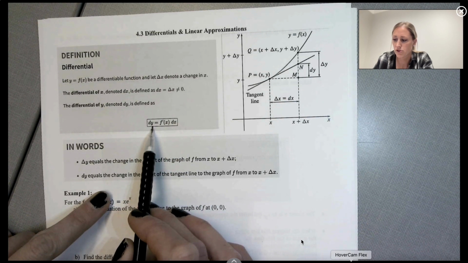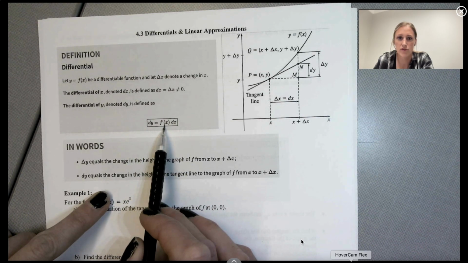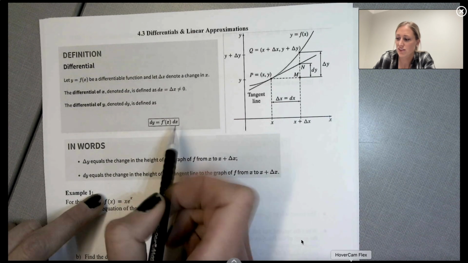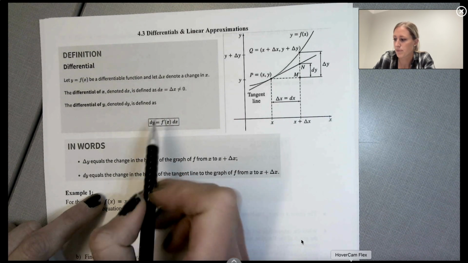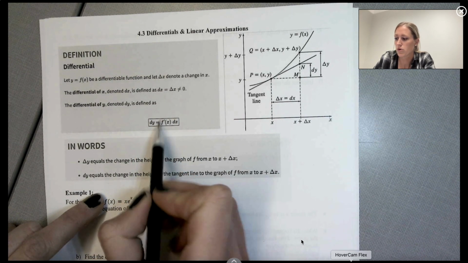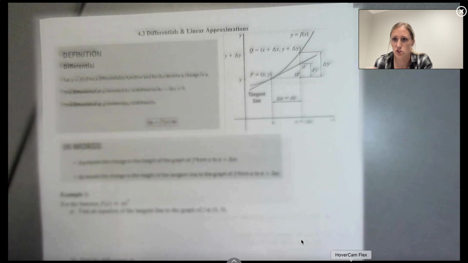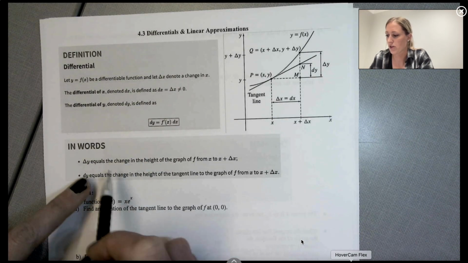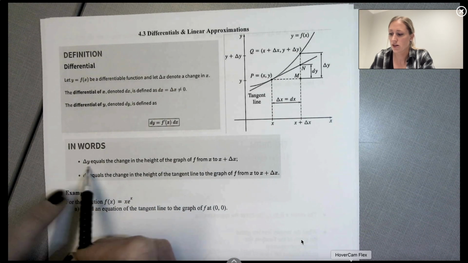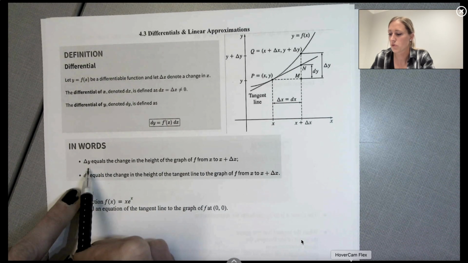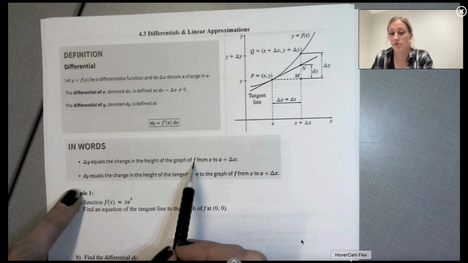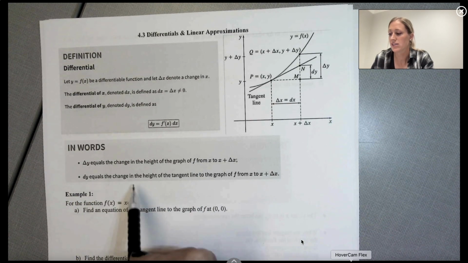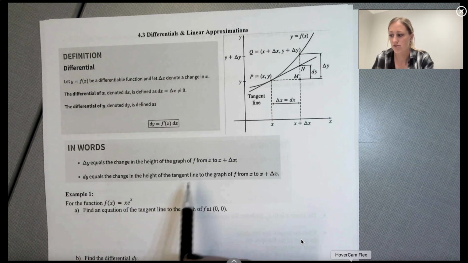So for the differential of y, remember f prime is our slope. So this is basically like the equation of the tangent line. The change in y equals our slope times the change in x of our differential equation. And here again in words is what that means. Delta y represents the change in height of the graph of f. dy is the change in height of the tangent line.